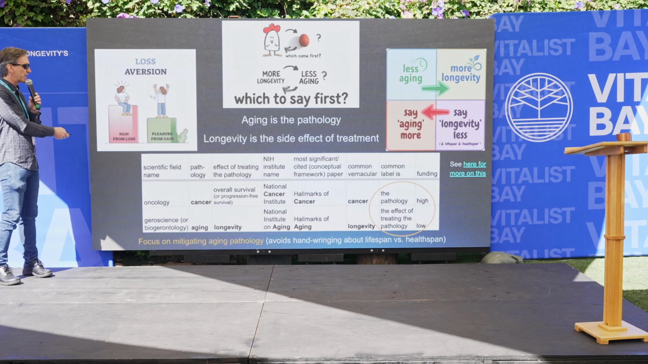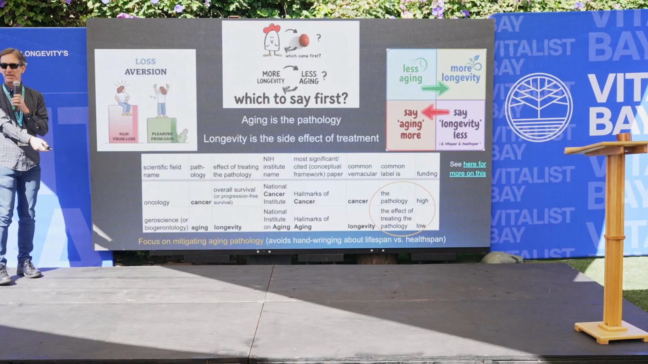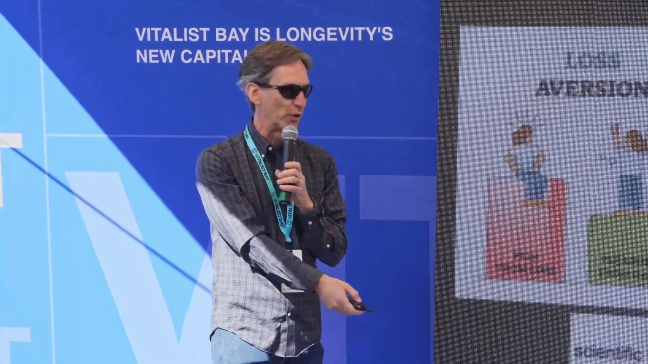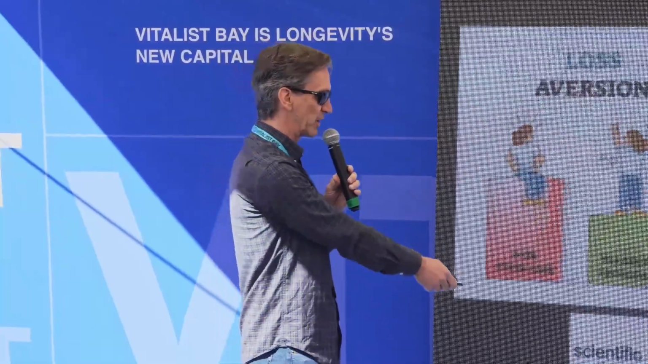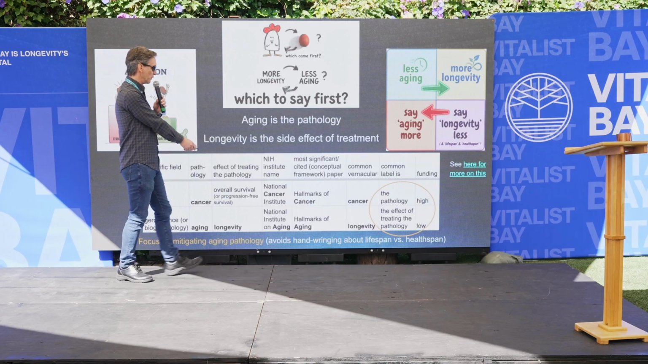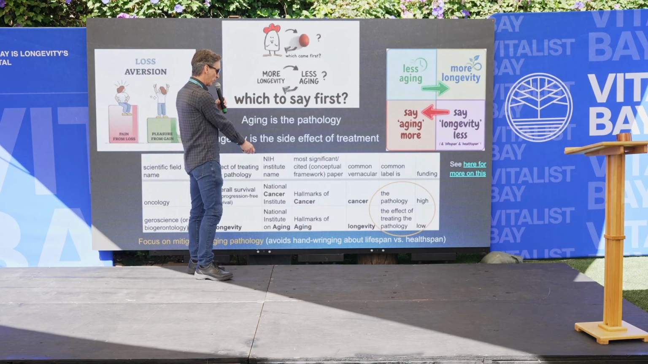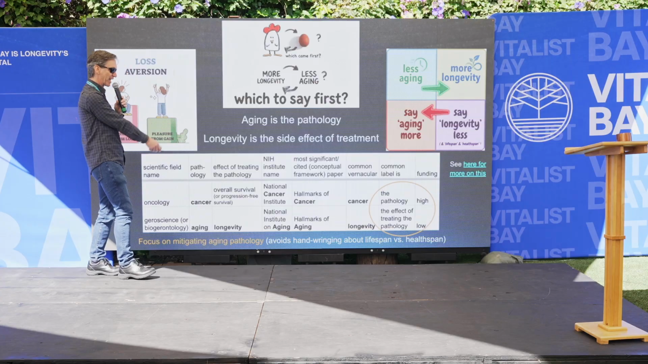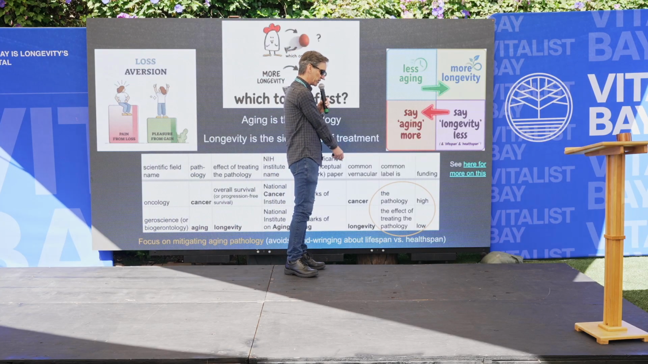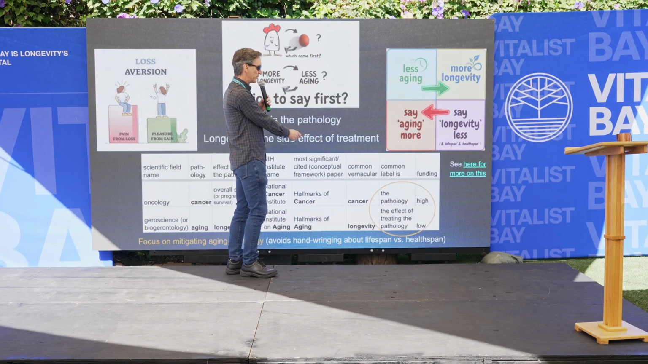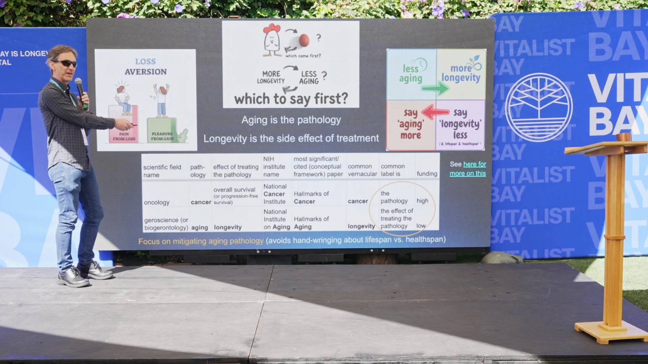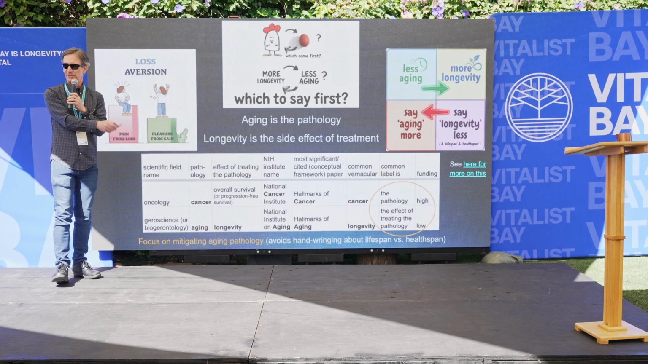If you look at cancer, cancer is a field that gets a lot of resources, and nobody questions the utility or the value to society of curing cancer. Cancer is the pathology. The analogous word in our field is aging. We have the hallmarks of cancer paper. We have the hallmarks of aging paper. We have the National Cancer Institute, the National Institute on Aging. The common vernacular for the field, though, is cancer for cancer and longevity for aging. So the common label is effectively the pathology in the case of cancer, but for some reason it's the side effect of treating the pathology in the case of the aging and longevity field.